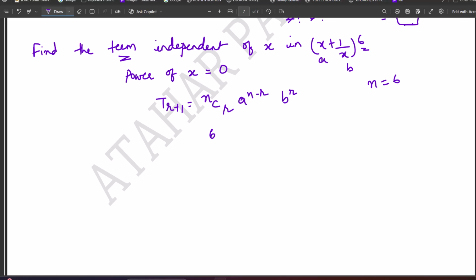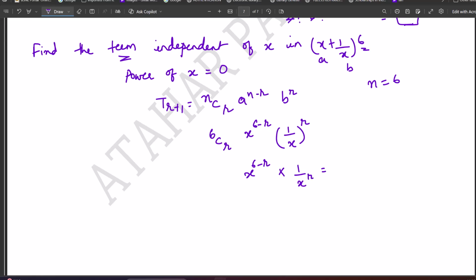You get 6C r. We still don't know r, right? So that's why we will write it as it is. In place of a we will write x to the n minus r. In place of b we will write (1 by x) whole to the power r. Now we have to make the power 0, right? Of course n we have, n is 6. That I will write here, 6 minus r. To make the power 0, I will take x to the power 6 minus r into 1 by x to the power r.